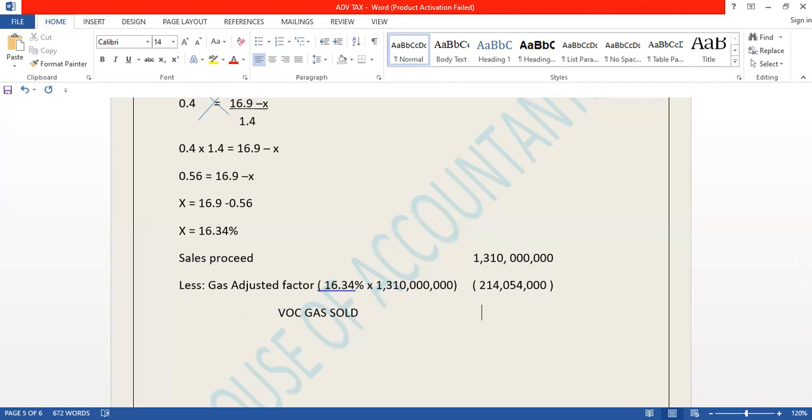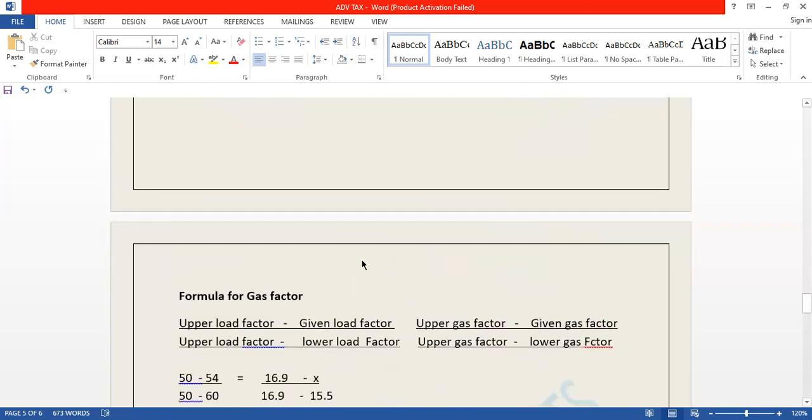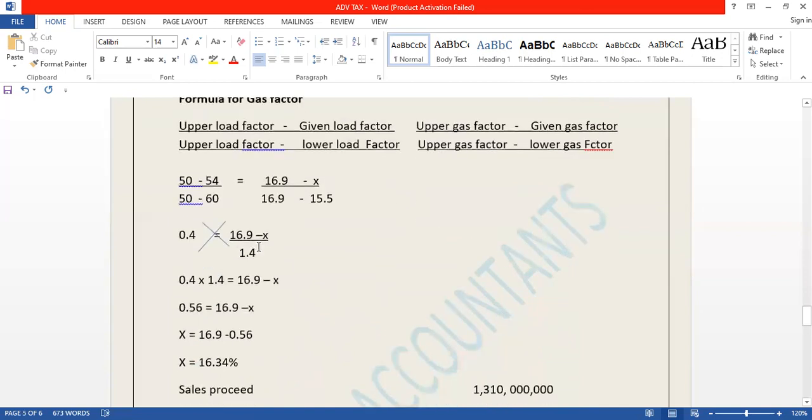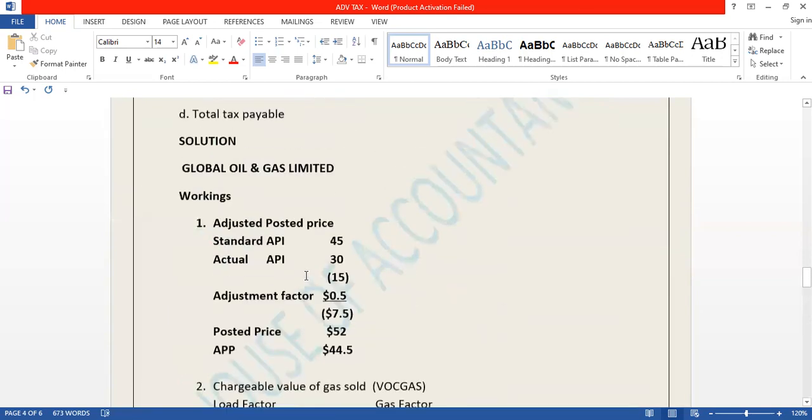So if you less it from the main sales proceed, what do we have? So we are having 1095, 1095, I'm having 946,00 from my calculator here. That is note 3 we just finished. I believe this load factor aspect is clear to you.